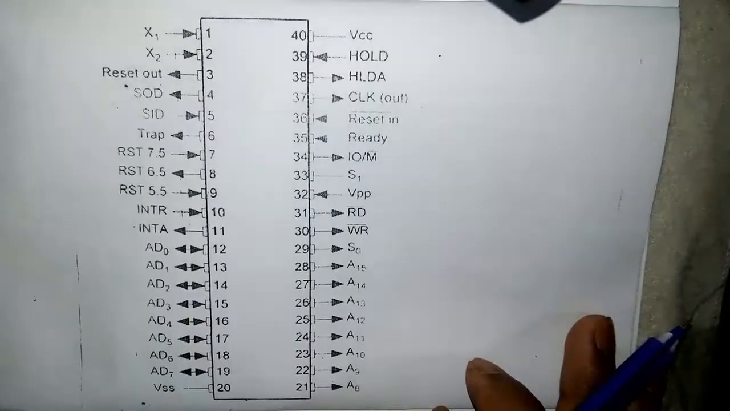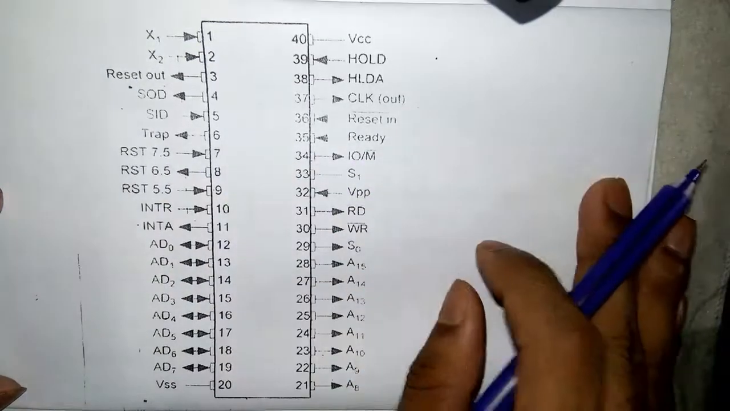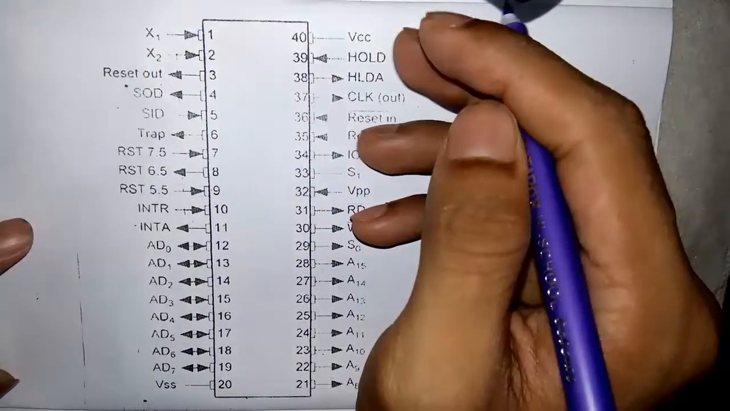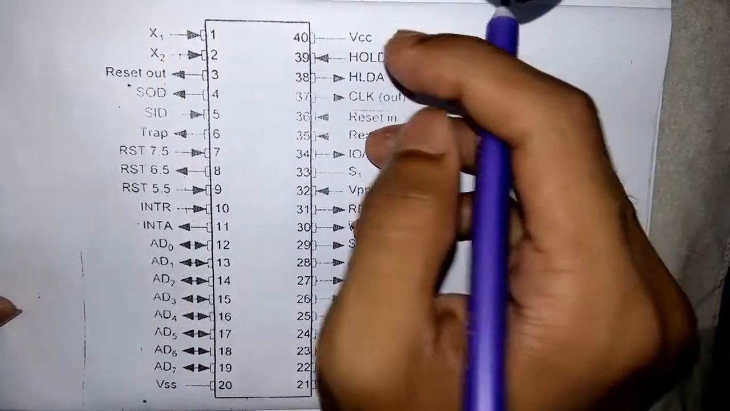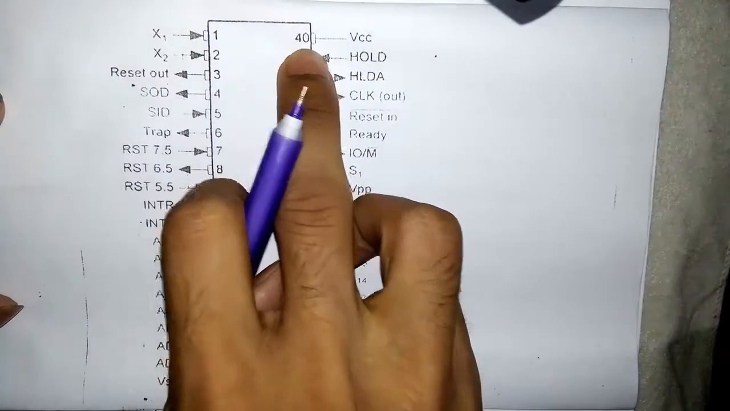Hello everyone. In this tutorial, I discuss the 8085 pin description of the microprocessor. There are 40 pins in the 8085 microprocessor. These are 1, 2, 3, 4, 5 and so on up to 40.